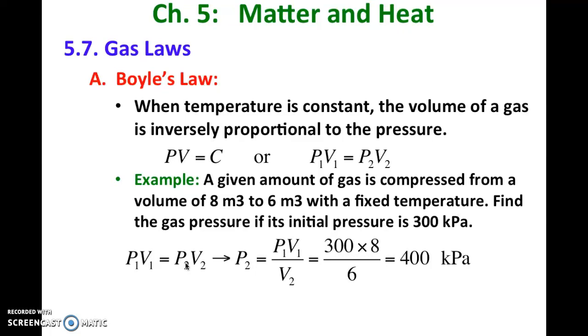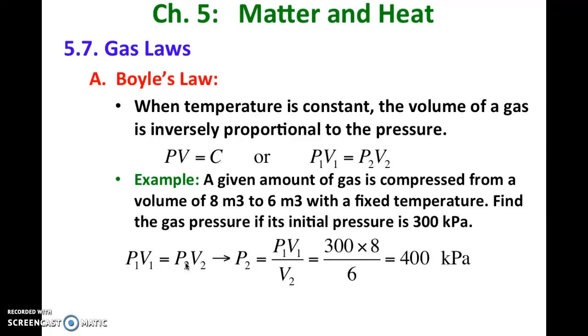Section 7 talks about gas laws. The first is Boyle's law. It says when temperature is a constant, the volume of a gas is inversely proportional to the pressure. In other words, the product of pressure P and volume V is a constant. For the gas to change from one state to another state, we have P1 V1 equal P2 V2.